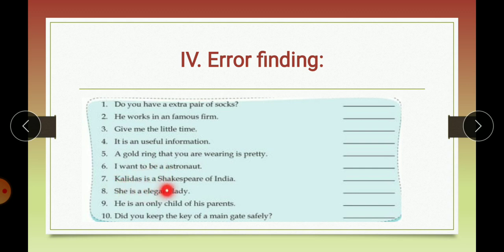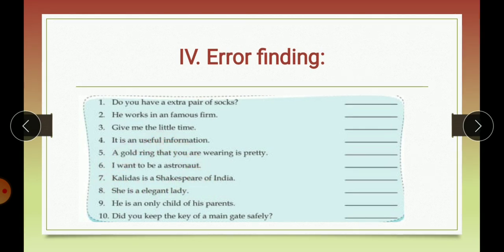Kalidas is a Shakespeare of India. Now if you remember, before the names of persons, that's a proper noun, we are not using the article the. But when we are comparing one with the other, we use the. So Kalidas is the Shakespeare of India. She is an elegant lady. He is an only child. No, he is the only child, because an is wrong. Before words like only, last, we are putting the.